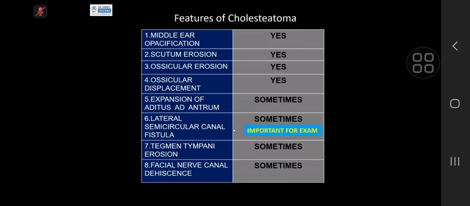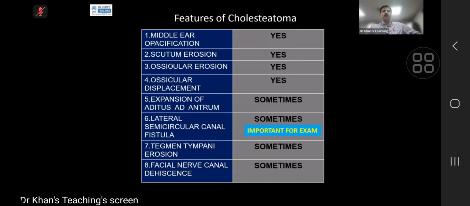Thank you, sir. Okay. Now, these are the features of cholesteatoma which you have to remember. One is middle ear opacification, then erosions. So, what to look for? There can be scutum erosion, as I have told you, ossicular erosion, ossicular displacement. Sometimes there can be expansion of the aditus ad antrum, but a favorite of the examiner will be lateral semicircular canal fistula. And you have to really develop your eyes on this. This is an exam scenario because these patients will then present with a lot of balance abnormalities.